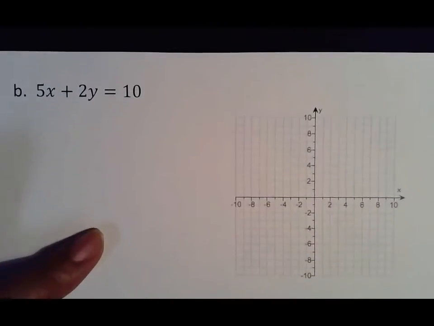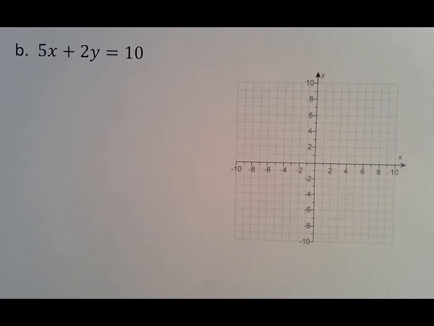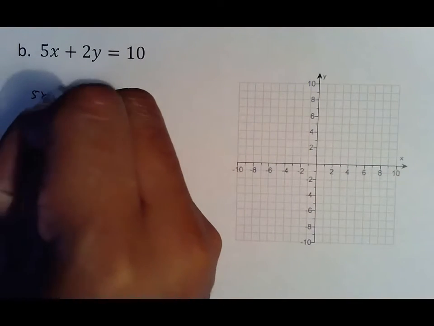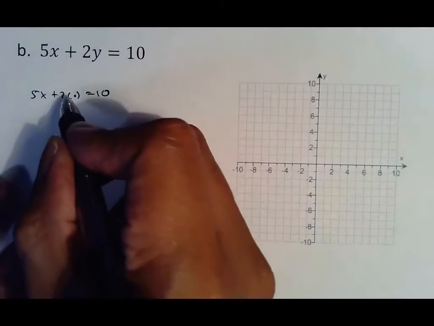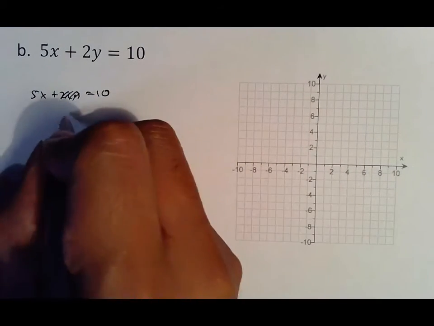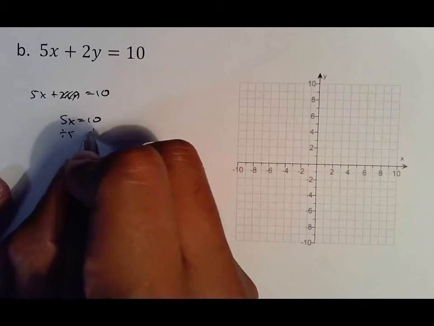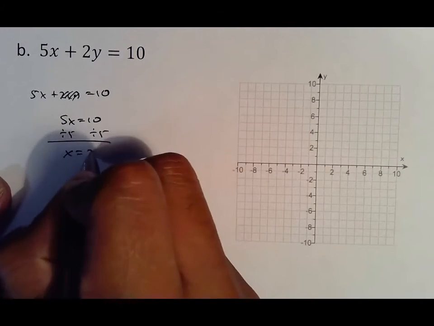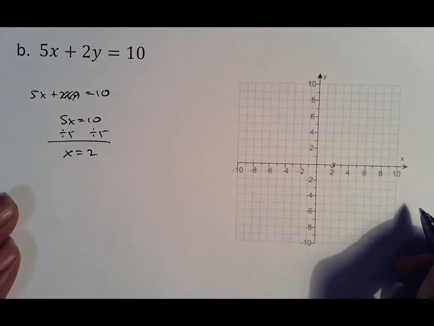So moving forward, 5x plus 2y equals 10. Again, first thing we want to do is find the x-intercept. So we put 5x plus 2 times 0 equals 10. 2 times 0 goes away because it's just 0, giving us 5x equals 10. We now divide by 5, getting x equals 2. X-axis, 2 is right there.